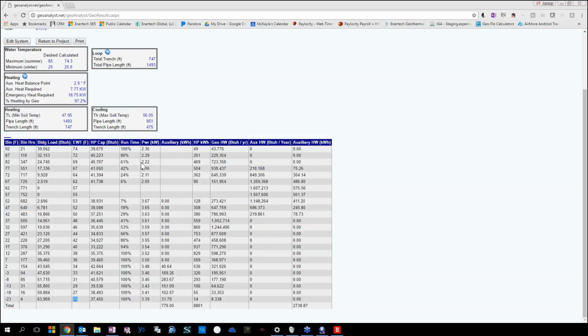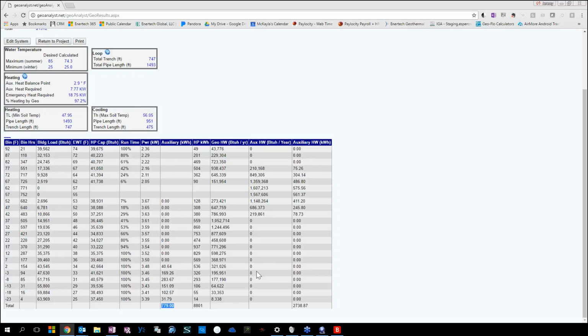When I come to the bin data, the most important thing I look for is where does the auxiliary heat fire? And here I'm showing 0, 0, 0 all the way down to here, and I'm burning aux heat at about 2 degrees. So in the 2-degree bin, I start to log some aux heat hours, and that's reflected up here. 2.9 is our aux heat balance point. So you can see it right here.